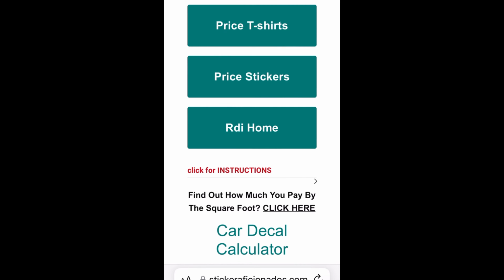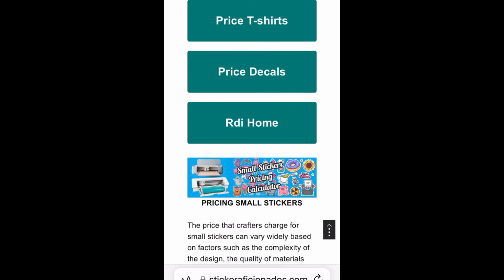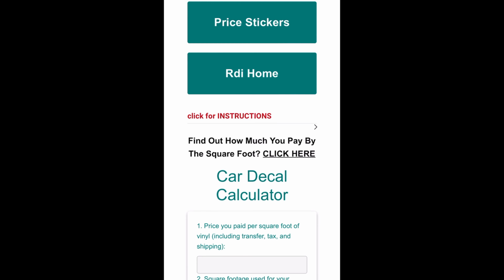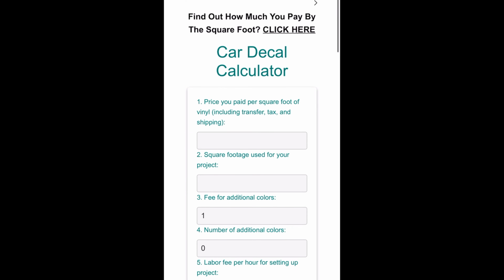Now, if you're a gold membership, you can see all of these calculators for pricing t-shirts, for pricing small stickers, and pricing decals. And this is the oldest calculator that we have. The way this calculator functions is that whatever price you put in section 1, which is the price that you pay for every square foot of vinyl, including the transfer tax and shipping, because of course, like we said, it is very important that you include all of those expenses. That way you put it on the customer's tab.